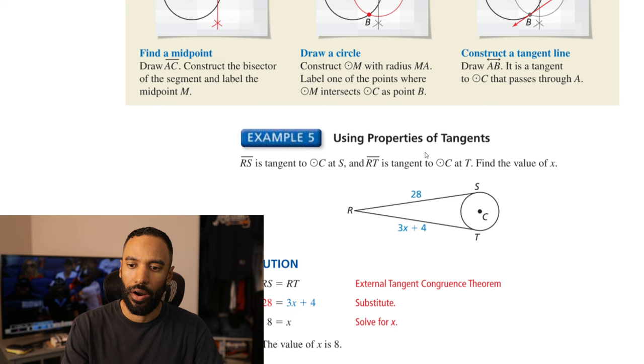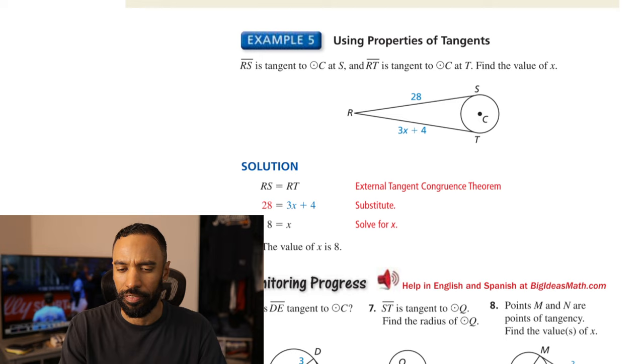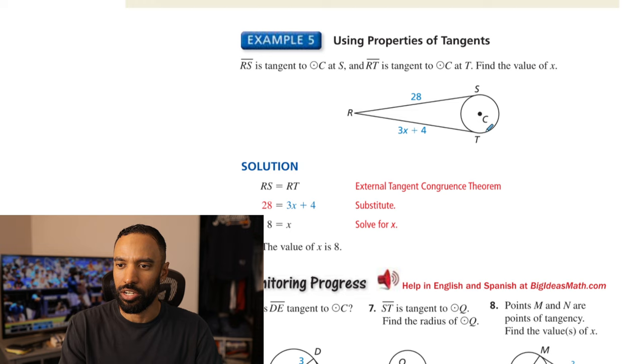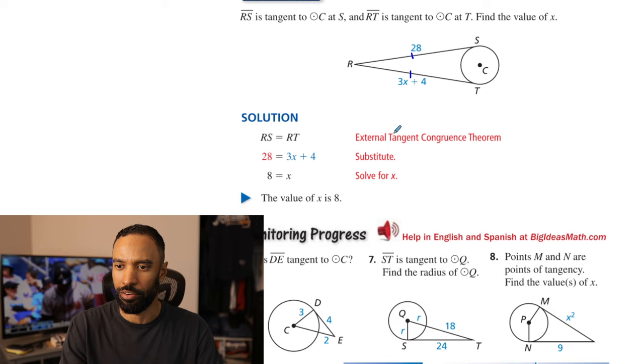All right. Using properties of tangents. RS is tangent. I'm still in the example set. How long have I gone? About 13 minutes. Segment RS is tangent to circle C and RT is tangent to circle C. That means these two will be equal in length, right? So 28 equals 3x plus 4. We want to find the value of x there. Subtract 4 and divide by 3, you get x equals 8.